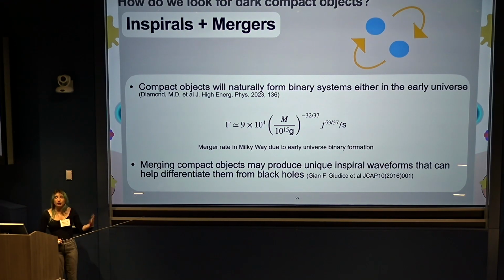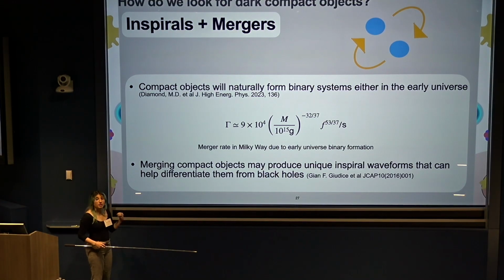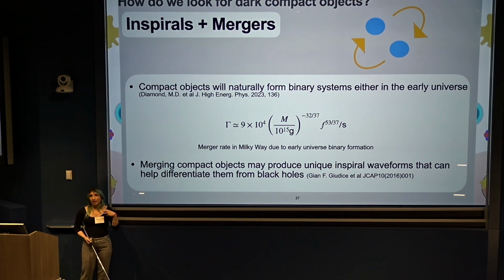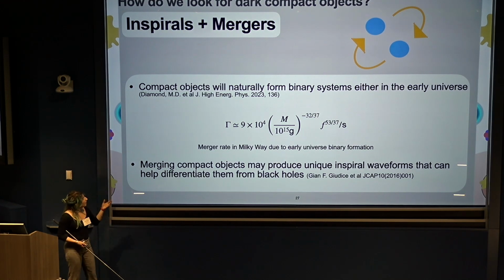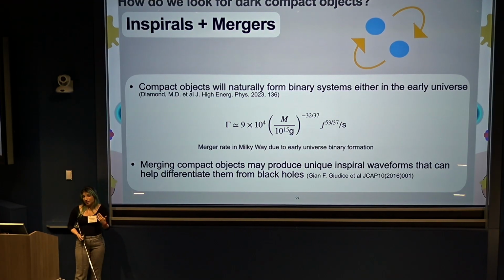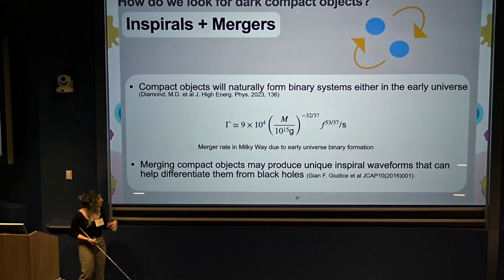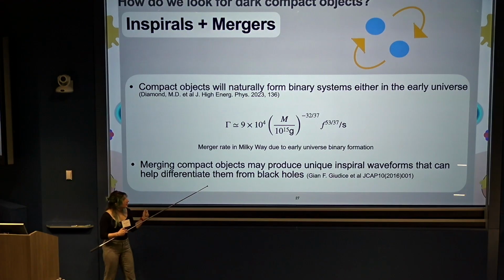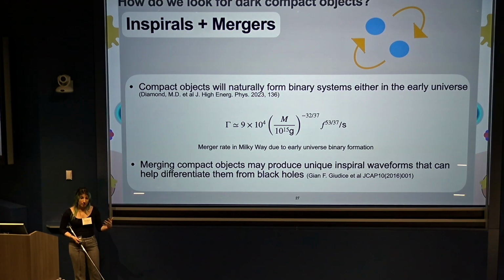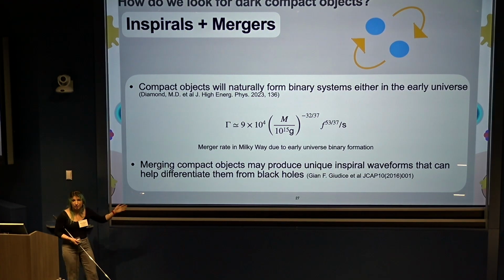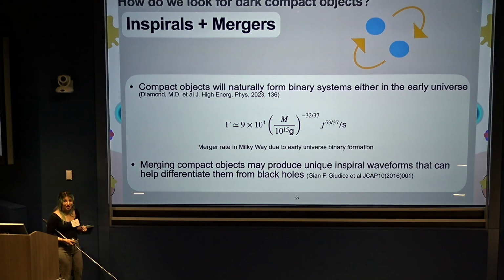So another way that we can approach looking for these objects is through gravitational wave signals, specifically from inspirals and mergers. Now, we've been talking about looking for astrophysical objects inspiraling and merging, but dark compact objects will also often form binary systems in the early universe, and some small fraction of these are going to be spinning down and merging even in the present. An approximate rate for this is about 10,000 events per second for a 10^15 gram mass object in the Milky Way. This ends up being much smaller as you go to higher masses, so it doesn't look quite as crazy.